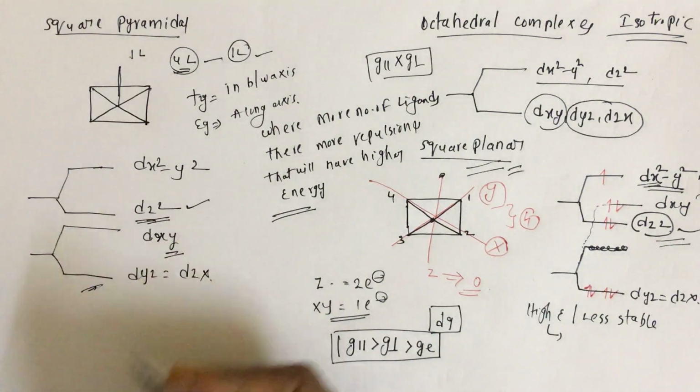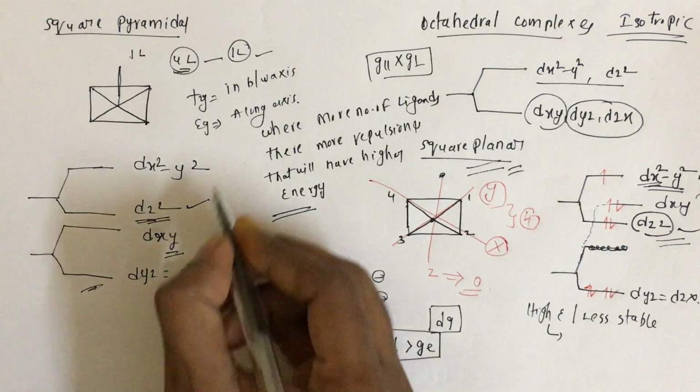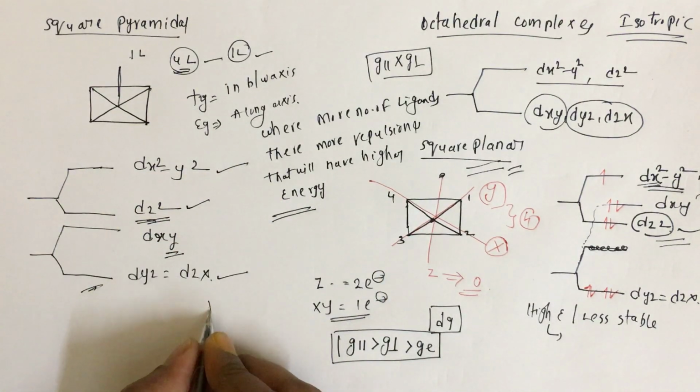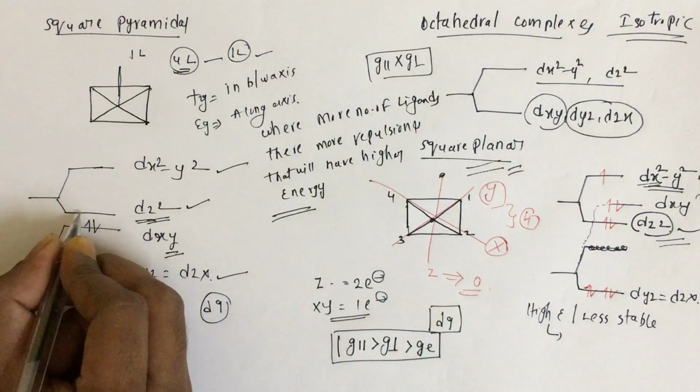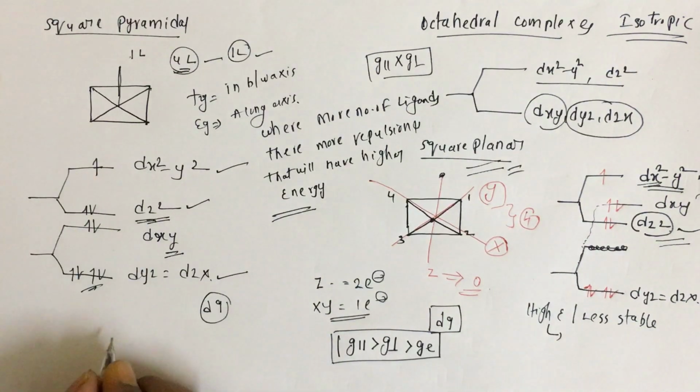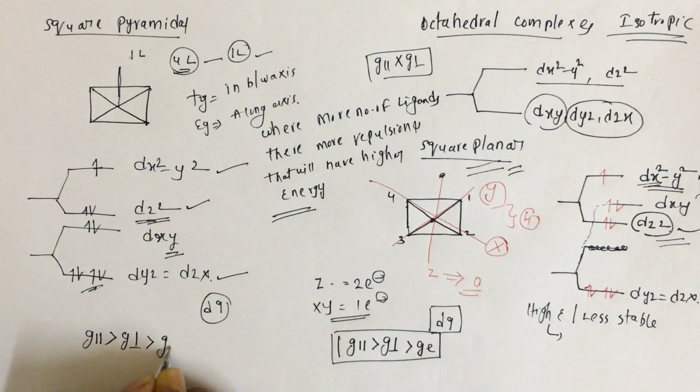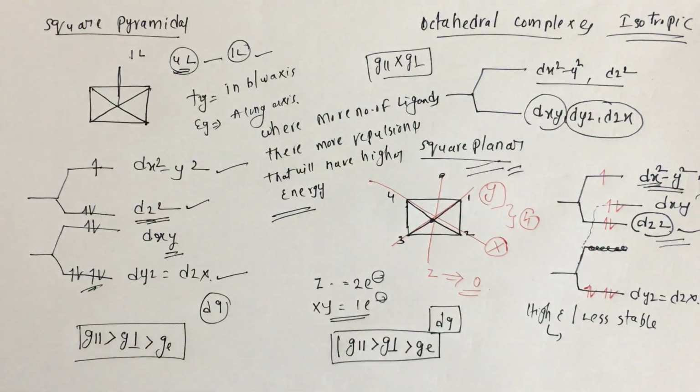So for this also we can write the energy order. This is the least energy, this is the higher energy. Now we'll take a d9 system: 1 2 3 4 5 6 7 8 9. So here also g parallel is greater than g perpendicular, and it's greater than ge. This is for square pyramidal complexes.